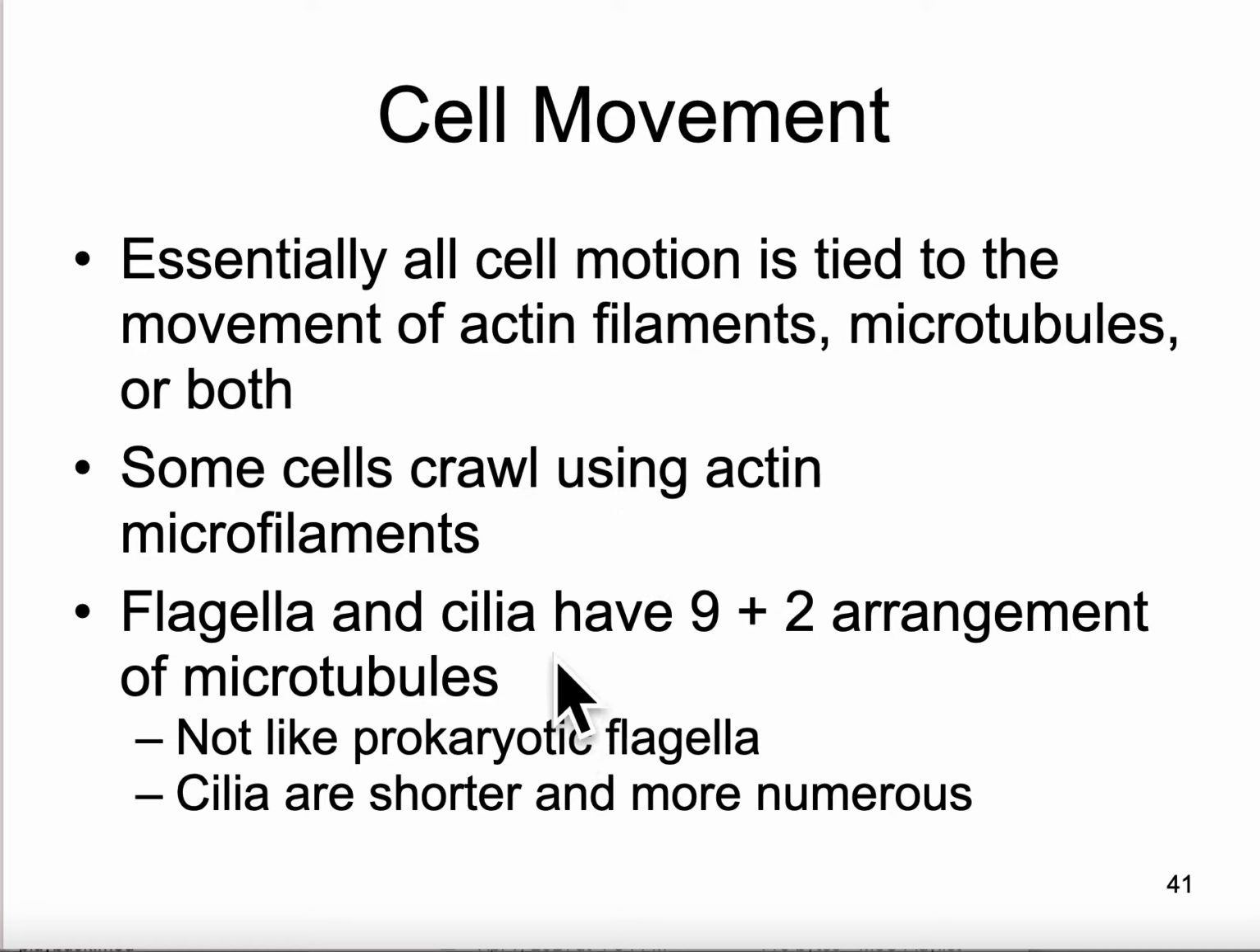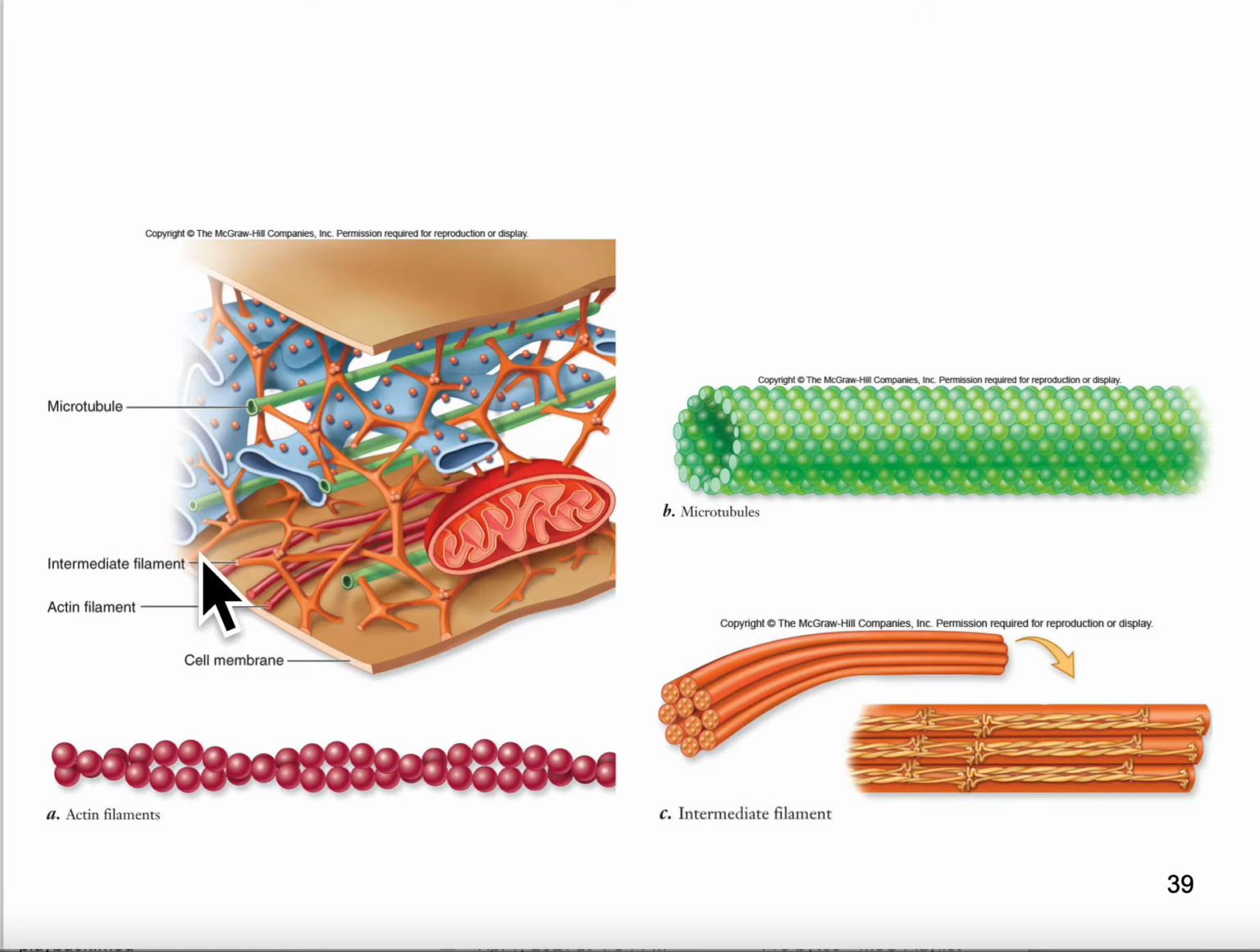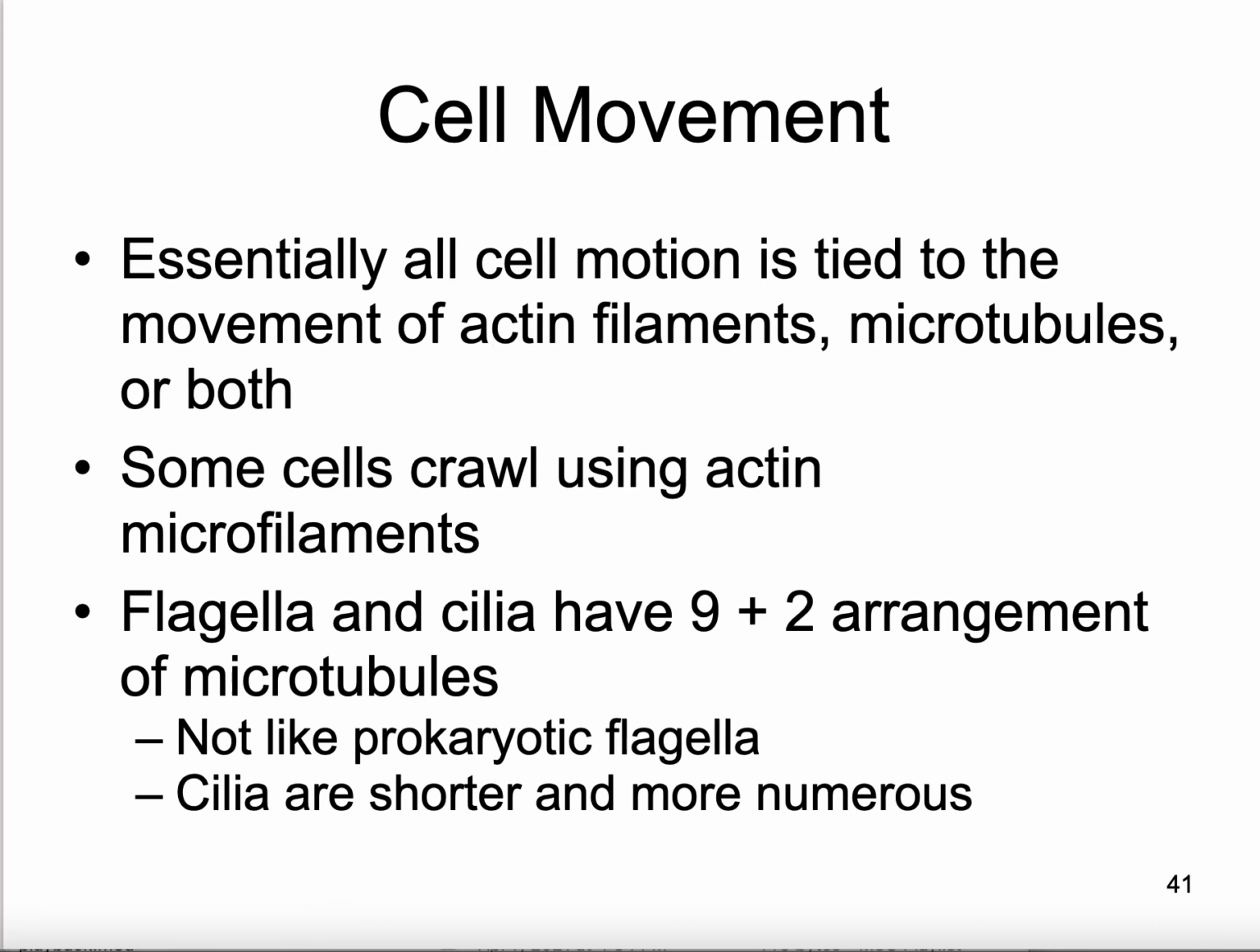Now, for cell movement, I should say, for cell movement, cytoskeletal structures are necessary. So essentially, all cell motion is tied to actin, microtubules, or both of these filaments. Okay, so again, it's actin filaments, which are also called microfilaments, or microtubules. They're extremely important for cell motion. Some cells crawl, like your white blood cells actually crawl through your blood vessels.